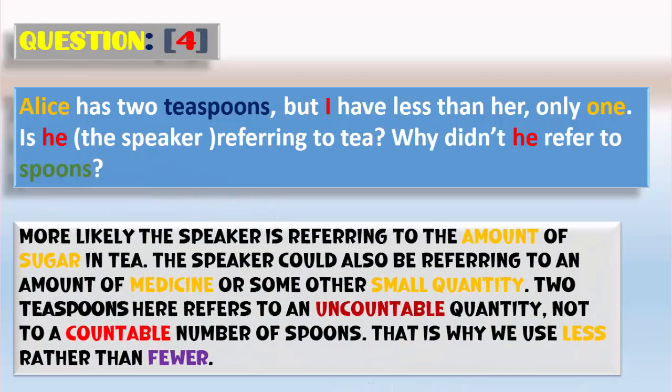The answer: more likely the speaker is referring to the amount of sugar in tea. The speaker could also be referring to an amount of medicine or some other small quantity. 2 teaspoons here refers to an uncountable quantity, not to a countable number of spoons. That's why we use less rather than fewer.